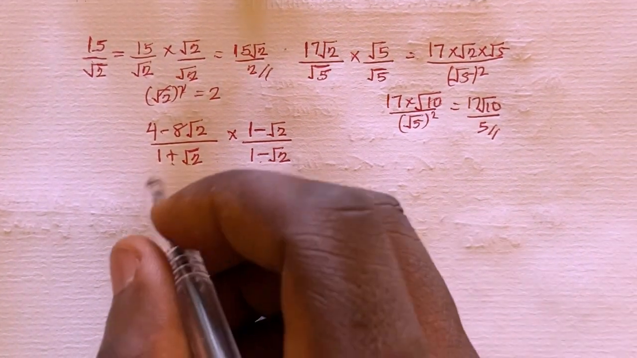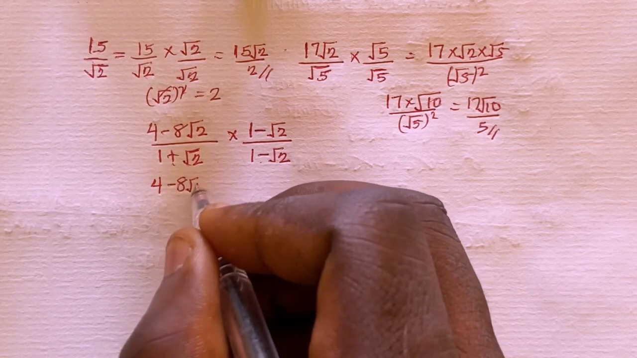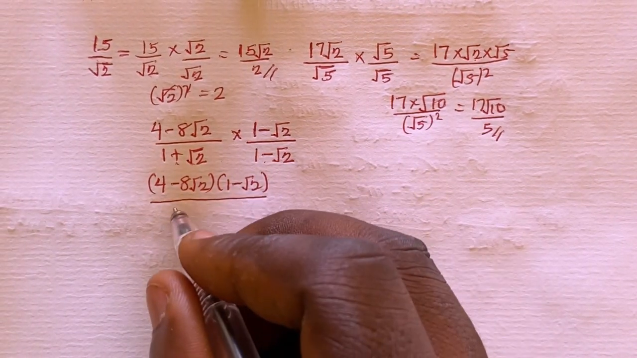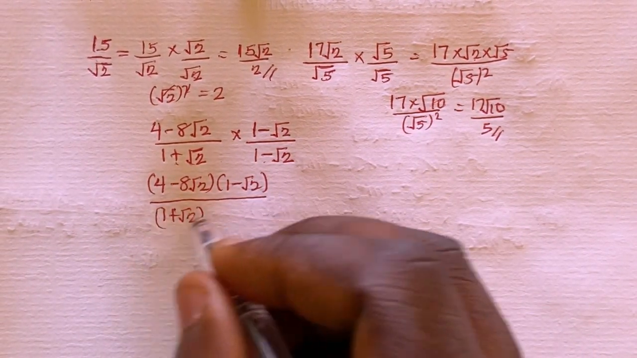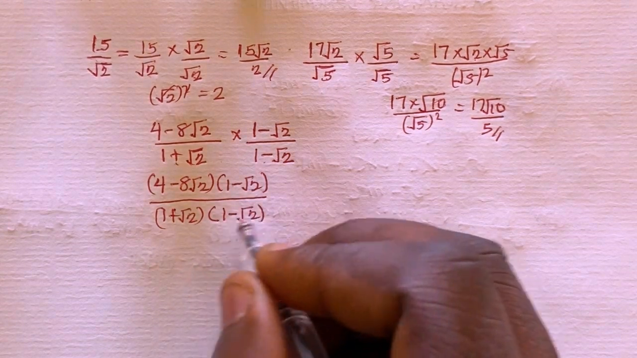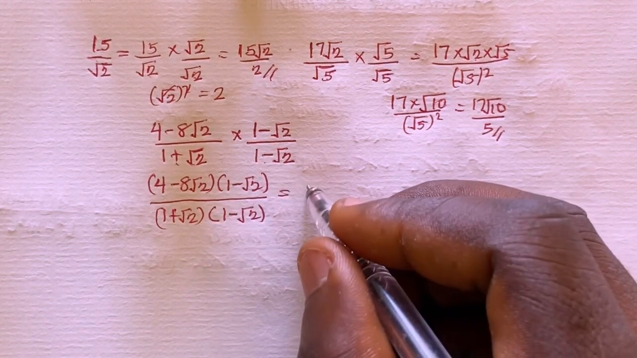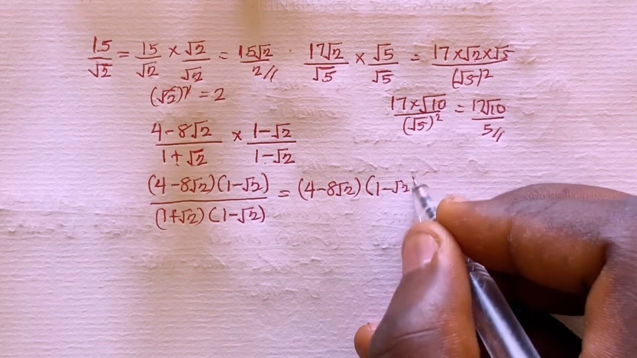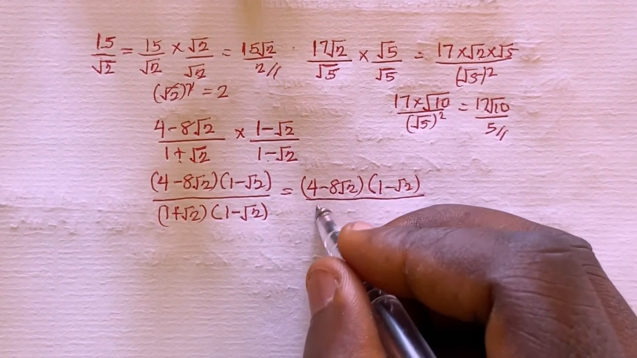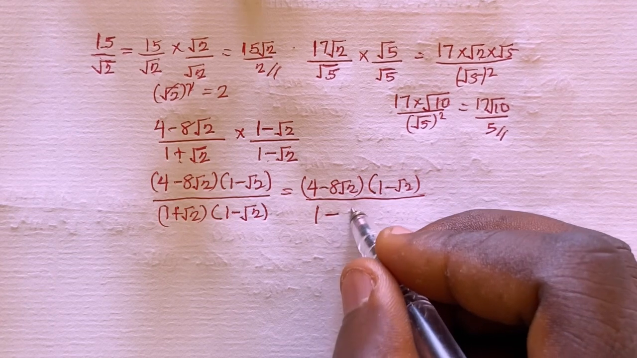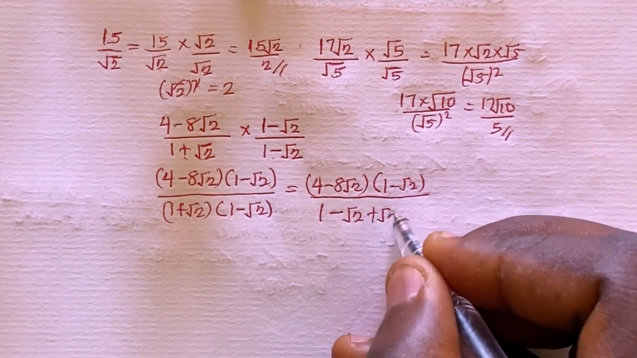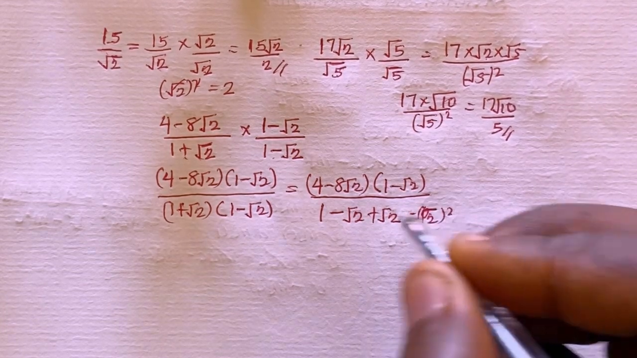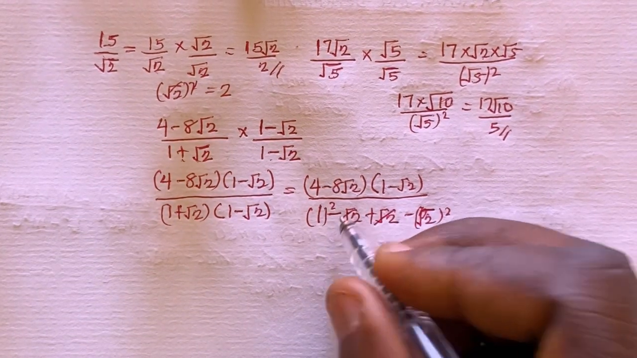Now let's go ahead and solve this. You're going to have 4 minus 8 root 2, then 1 minus root 2. Then here you're going to have 1 plus root of 2 times the bracket 1 minus root of 2. Then you go ahead and expand this form. Expanding, you're going to have 4 minus 8 root 2, into brackets 1 minus root of 2, divided by, this and this give us 1. Then we are going to have minus root 2 plus root 2, followed by minus root 2 squared. So this and this are cancelling each other.